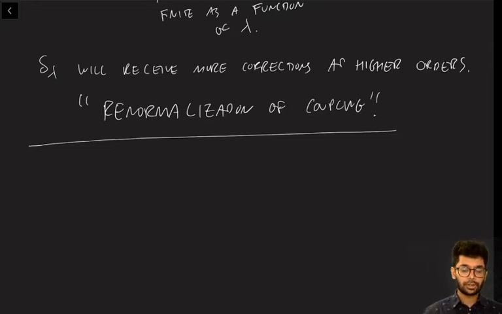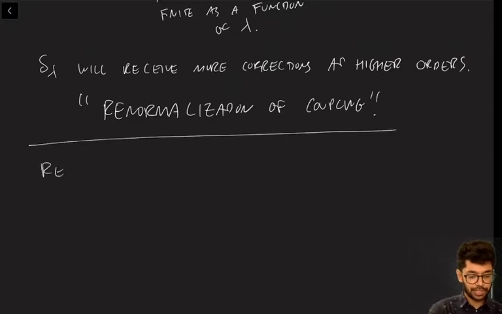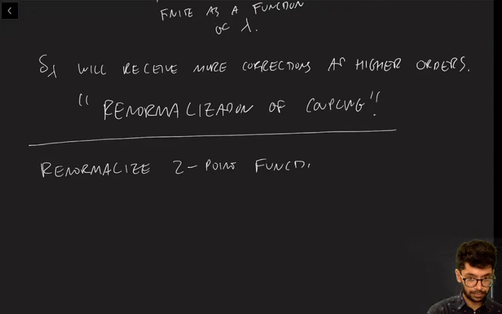Okay, so we just renormalized the coupling. Now we have to do the same for the 2-point function, so let's now renormalize that. So next we renormalize the 2-point function. So how do we do that?